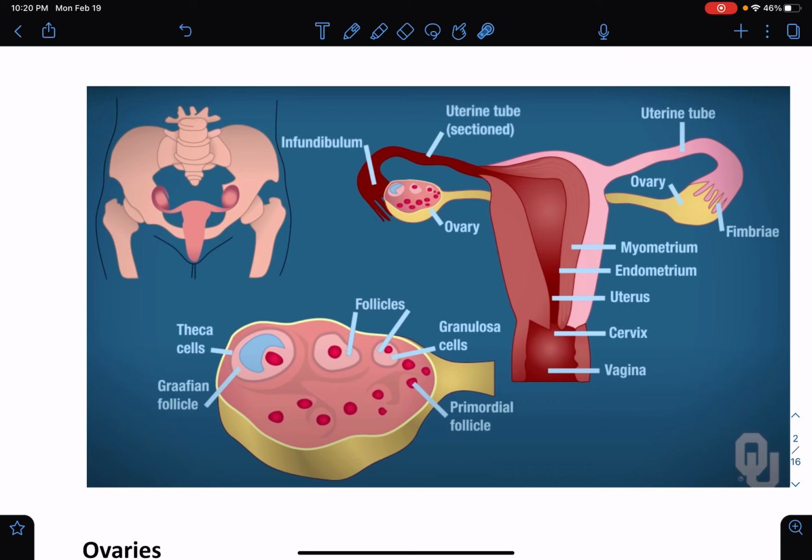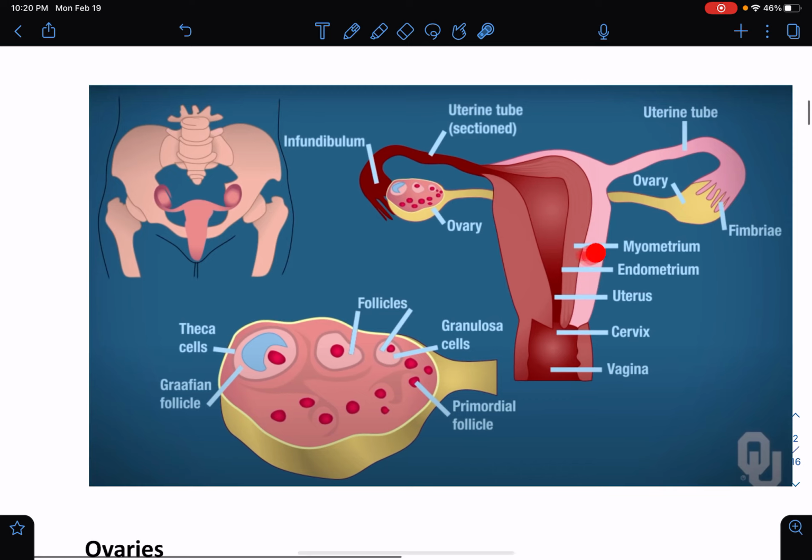That's all. So this is the female reproductive system. We have the vagina, the cervix, the uterus, the endometrium, which is a specific lining. This is important during menstruation. This is the lining that is shed during menstruation, so coming from there, blood is released.